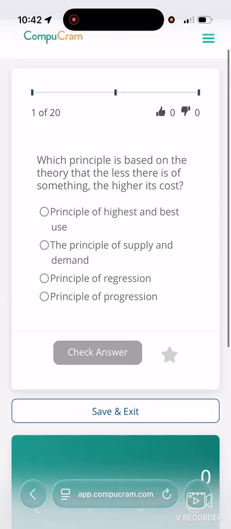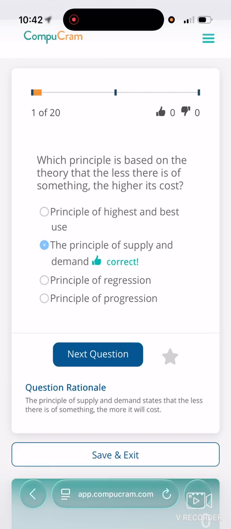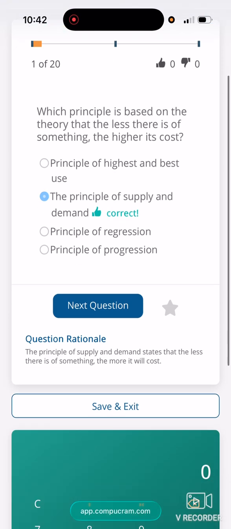Well, I never did this before. I don't think it's on the test, but it is good to know, so let's do it. Which principle is based on the theory that the less there is of something, the higher it costs? Principle of highest and best use, the principle of supply and demand, principle of regression, principle of progression. Look at this one. Yep, principle of supply and demand. Question rationale: the principle of supply and demand states that the less there is of something, the more it will cost.